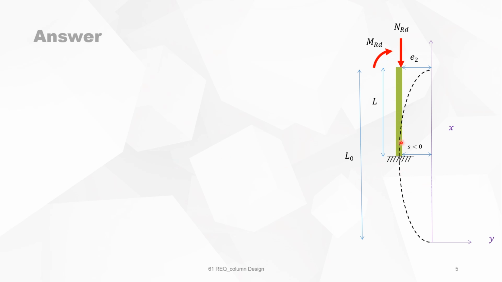This is the column under consideration, loaded by a normal force and a bending moment with a deflection e2. We have chosen this coordinate axis. The total length L0 is this. And the deflection here is negative because we start here with y is 0. Total length of the column is L.